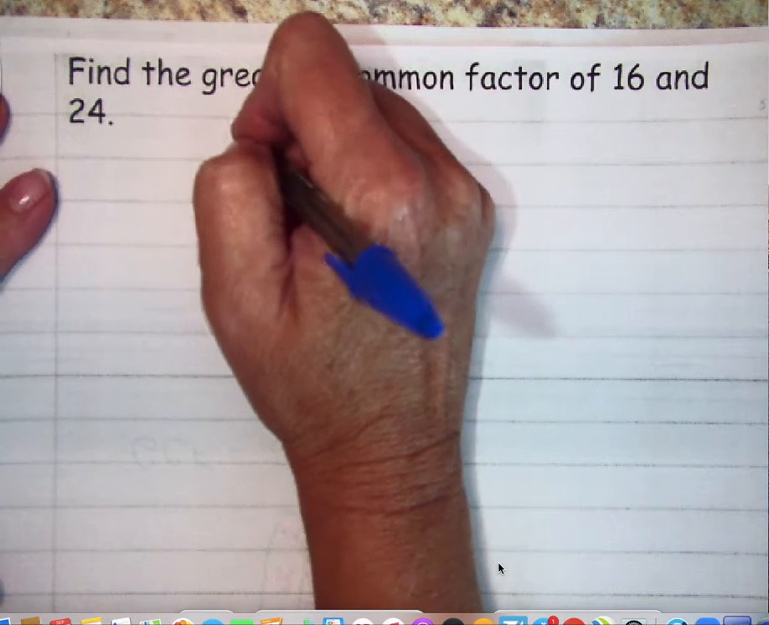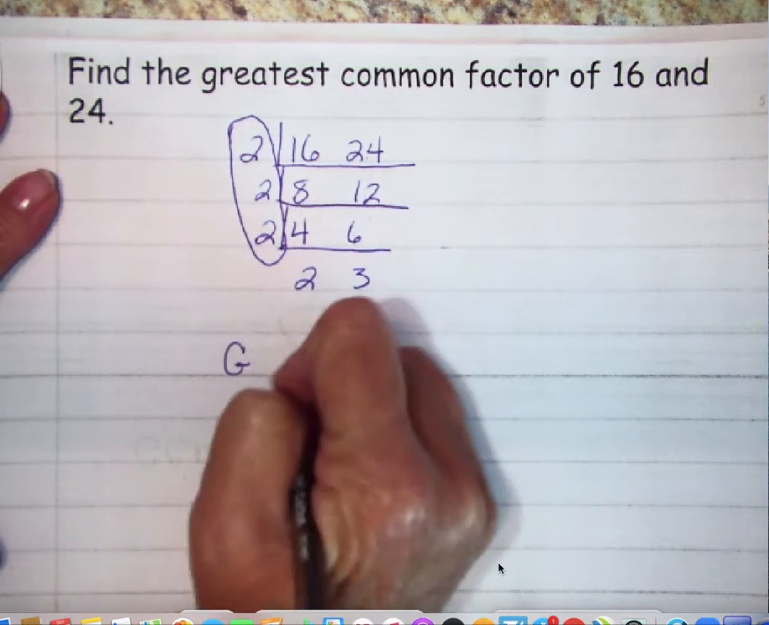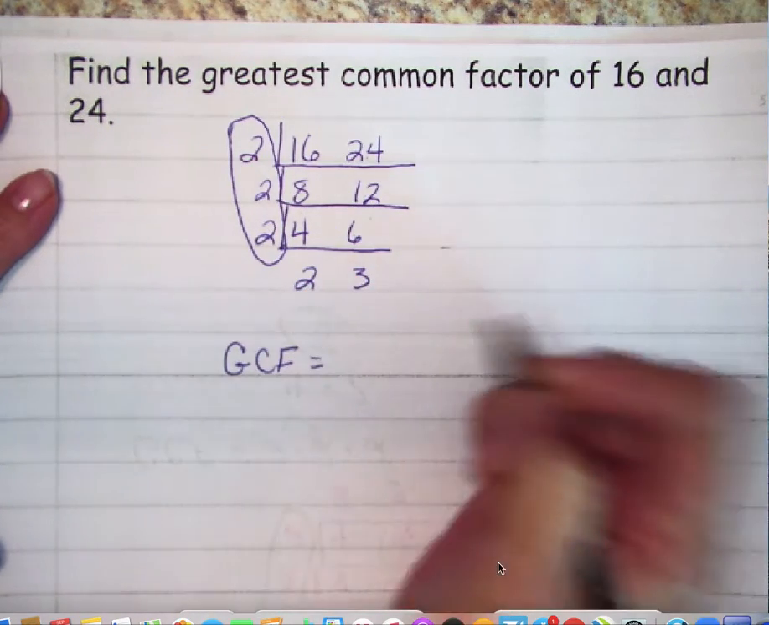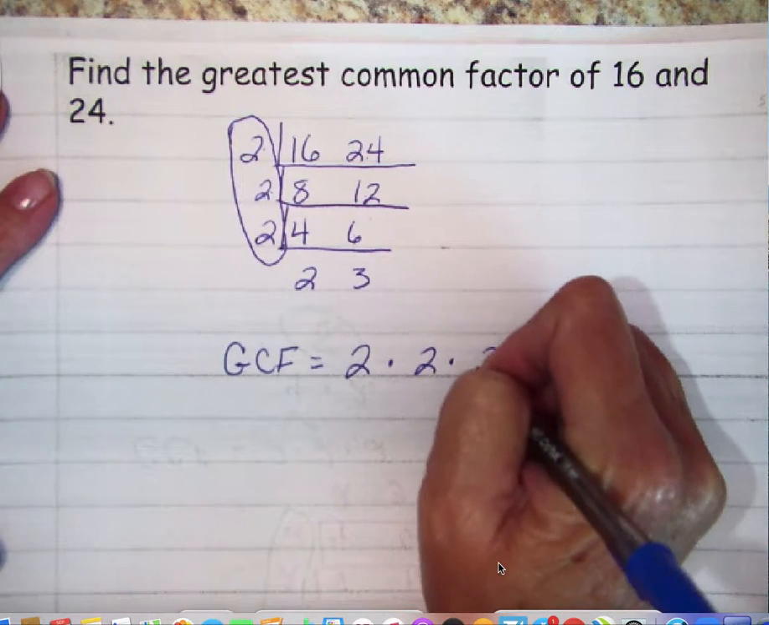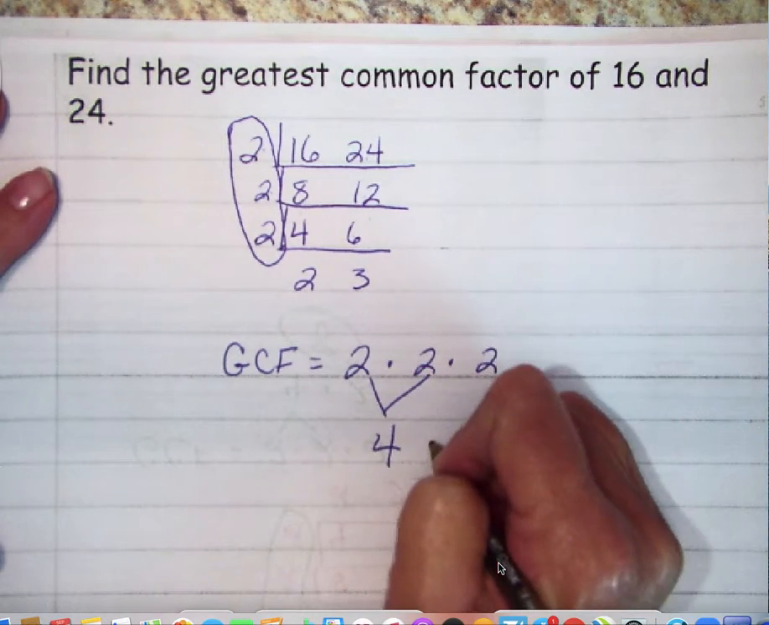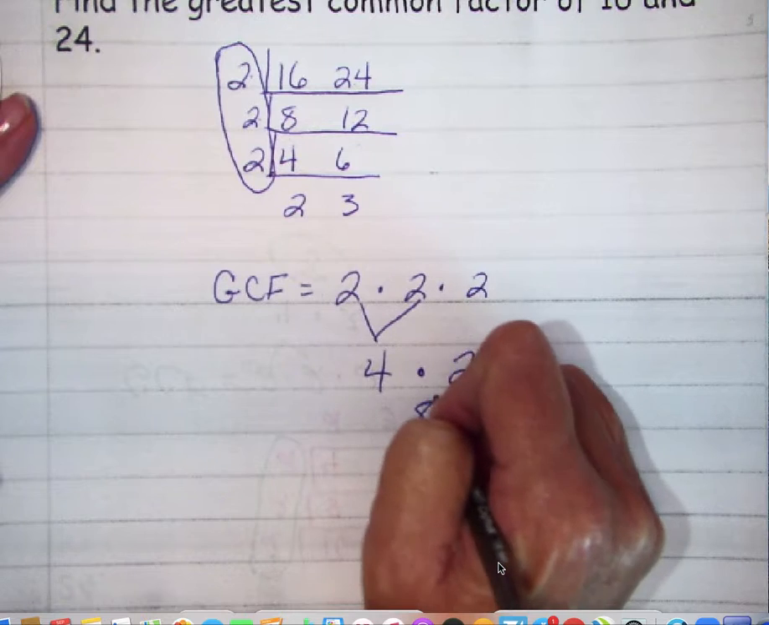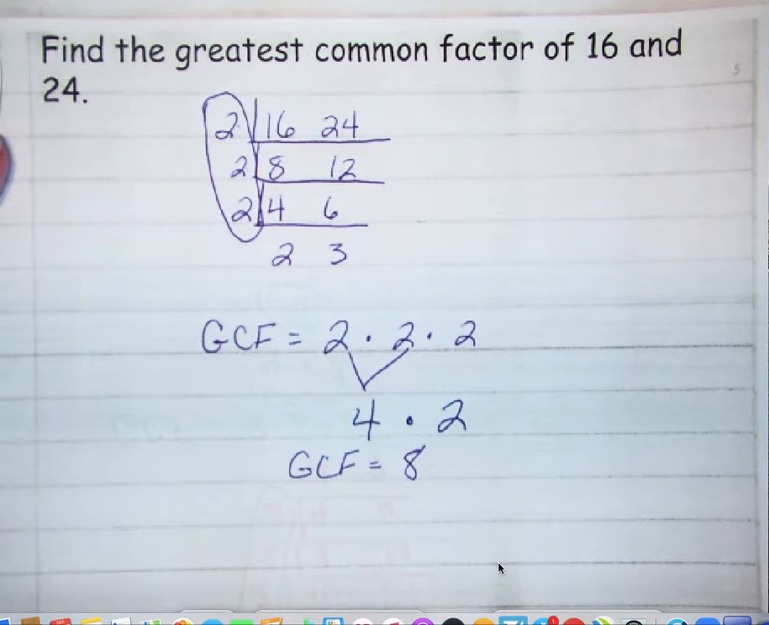So here is what I want to point out to you. Along this side gives us our greatest common factor. 2, 2, and 2. So this is 2 times 2 times 2. All right? 2 times 2 is 4 times 2 is 8. So my greatest common factor for this particular problem is 8. In other words, 8 is the largest number that both 16 and 24 are divisible by. Okay?